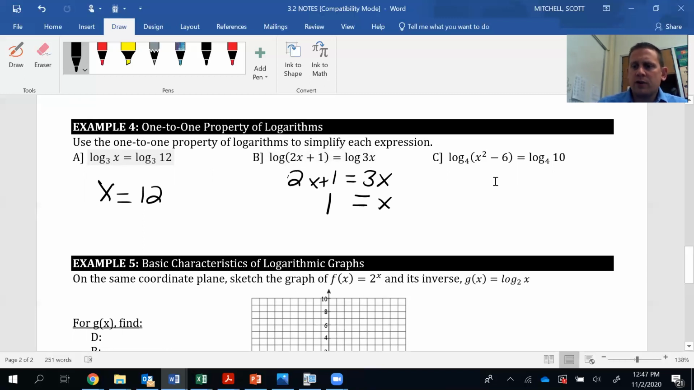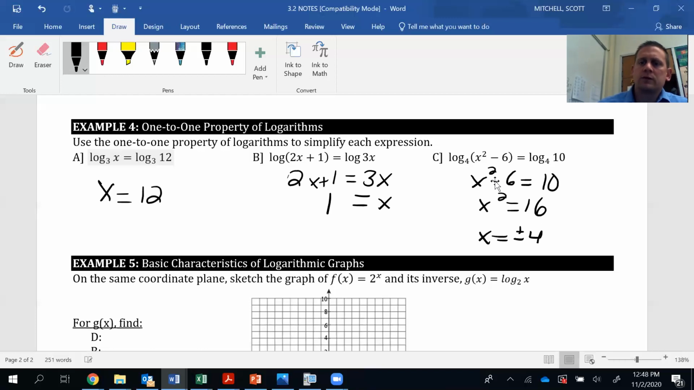And then same thing over here in letter C. You have two logs equal to each other with the same base. So then what they are of is equal to each other as well. And then you just have to solve it. So x squared equals 16. You take the square root, x equals, be careful, plus or minus 4. All right, so knowing that property there again also helps us.